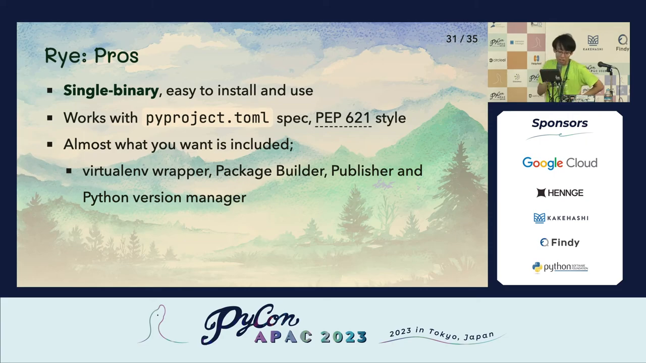Rye is a single binary, easy to install and use. It works with pyproject.toml, and almost everything you want is included: virtual environment management, package publisher, builder, and also a Python version manager, which lets you choose which Python versions to use, switching between Python 3.11, 3.12, 3.9 or 3.10.